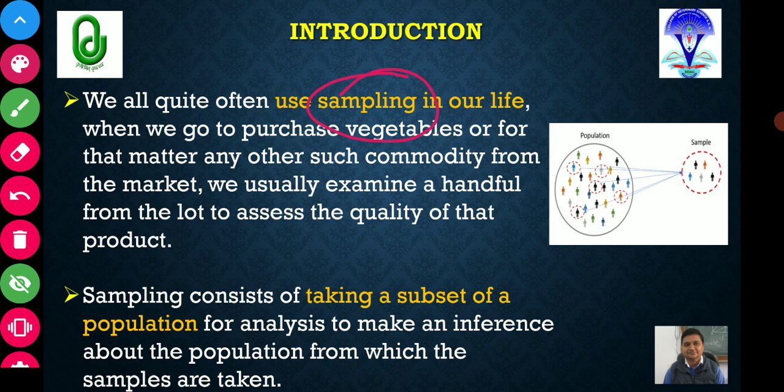Sampling consists of taking a subset of a population for analysis to make an inference about the population from which the samples are taken. So what we are doing in sampling, we are taking a subset of the population. First of all, we have to determine the population on which we have to take the sample. We take a subset of the population, and that subset we call a sample.